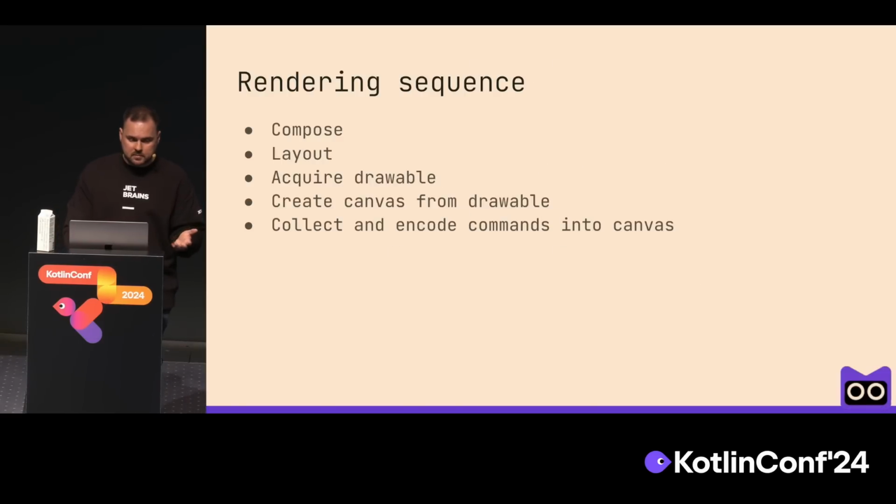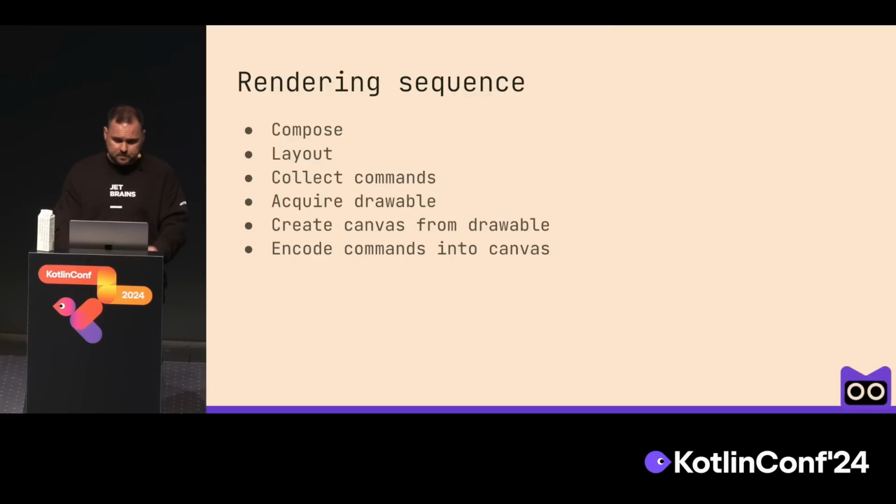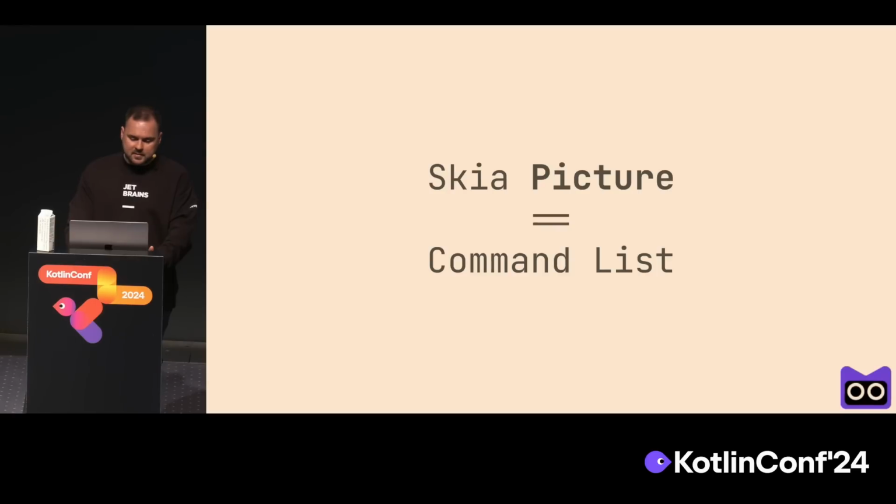We compose, layout, then we acquire drawable and create a canvas from a drawable. So we collect and encode commands into canvas, but we can collect commands before acquiring the drawable, or postponing it even further. Let's do it and move the drawable acquisition after the command collection. But how does it actually work on API level? Luckily, Skia has a nice thing. It's called picture, which is basically a command list.